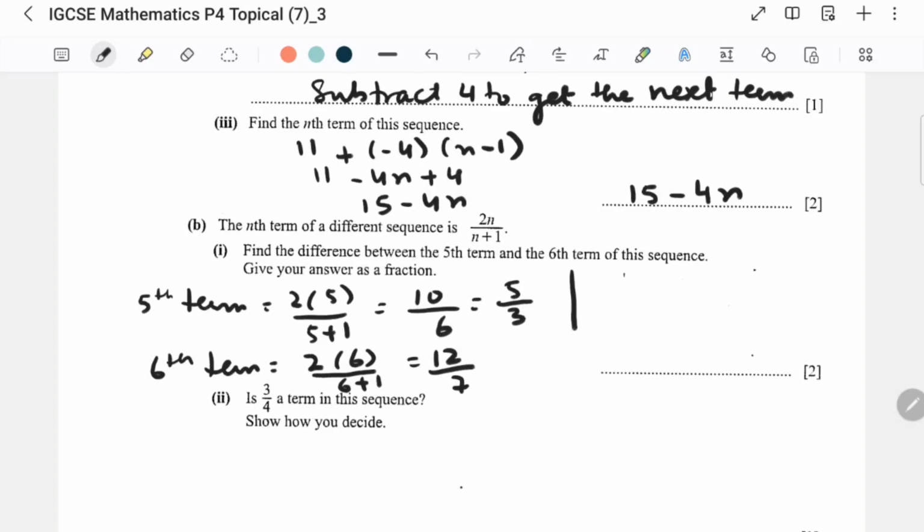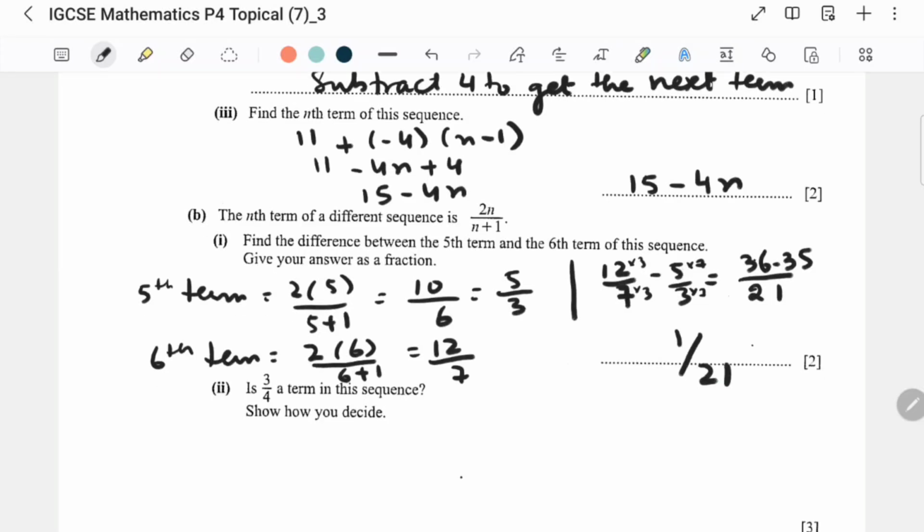Now we are going to find out the difference between 5 upon 3 and 12 upon 7. First write down 12 upon 7 minus 5 over 3. 21 is the LCM, and then you will multiply this by 3 and this by 7 to get the same denominator: 36 minus 35, which is equal to 1 over 21. That is the answer.